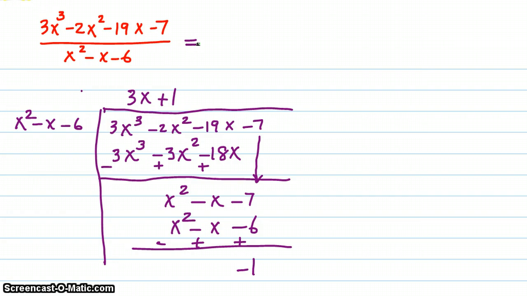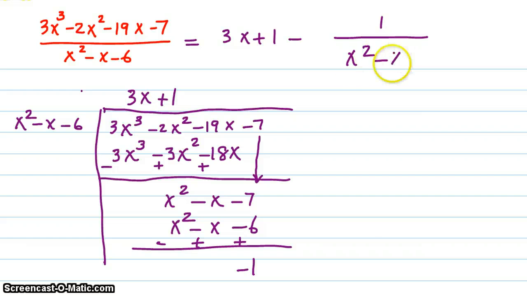So therefore, this rational function can be written in this form: 3x plus 1 minus 1. The remainder is negative 1, so minus 1 over x squared minus x minus 6. Let me stop here. We can pick this problem up and determine what we need to do with this term where the top polynomial, which is simply 1, has a lower degree than the bottom polynomial.